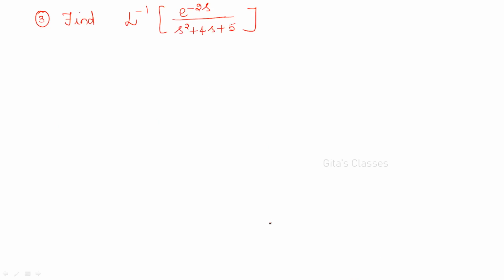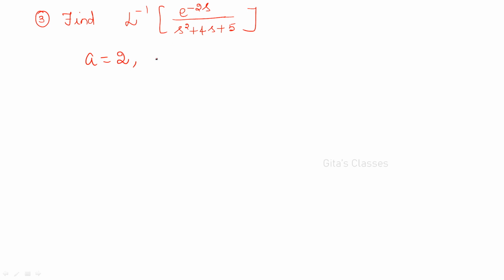Okay. Next question. L inverse of e power minus 2s by s squared plus 4s plus 5. You can pause the video and please try on your own. Okay, then you can verify the answer. So it will be a practice for you if you do like that. So now f bar of s, here what is the a value? A is equal to 2.